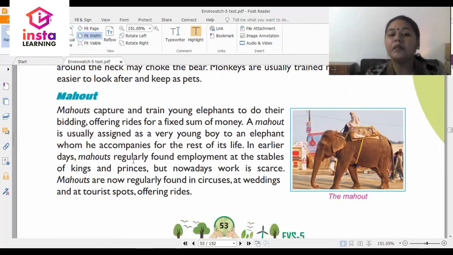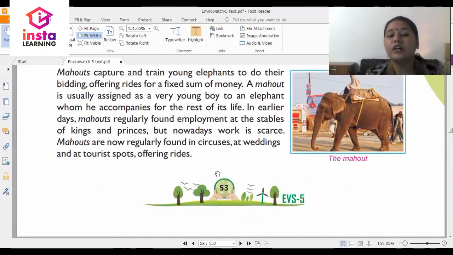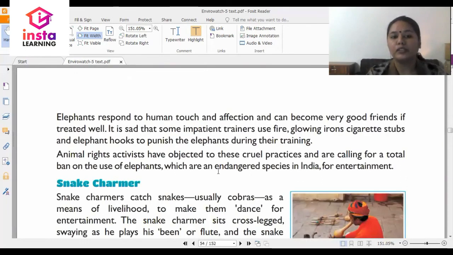In earlier days, mahouts regularly found employment at the stables of kings and princes, but nowadays this has become very scarce. They are regularly found in circuses, weddings, and at tourist spots. Elephants respond to the human touch and affection and can become very good friends if treated well.